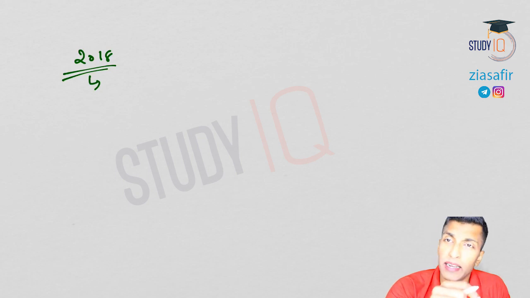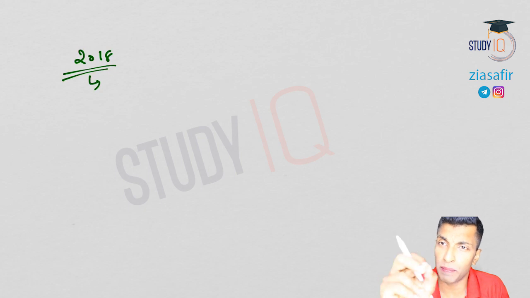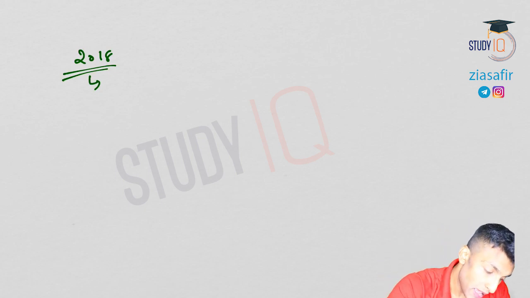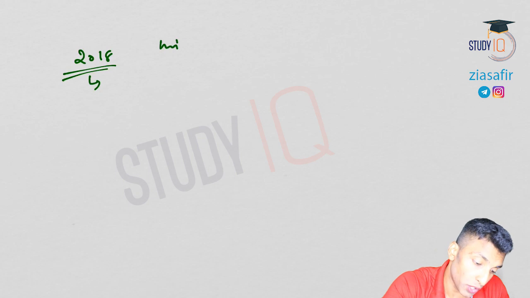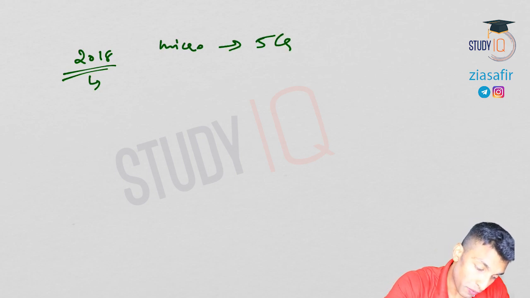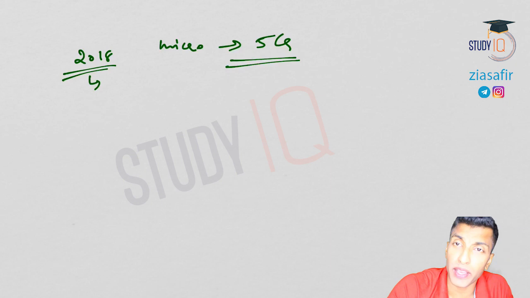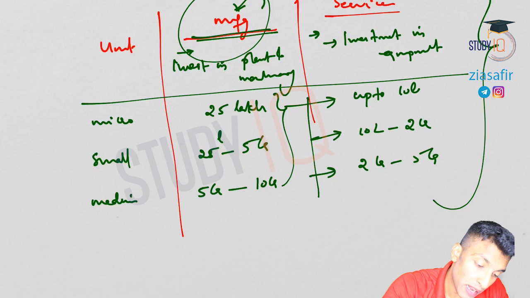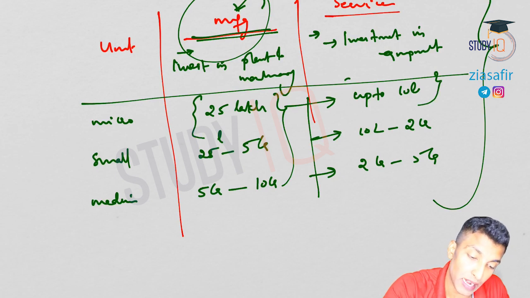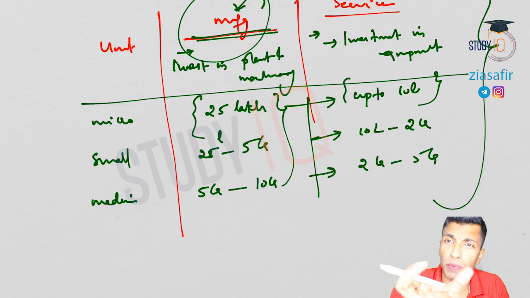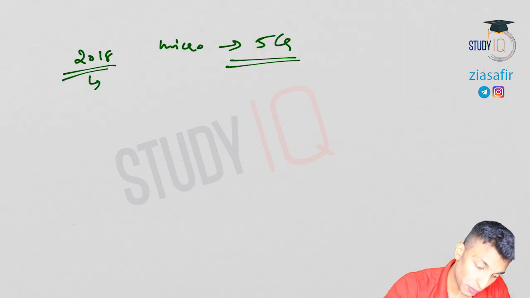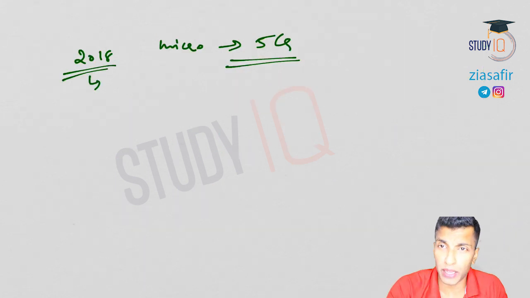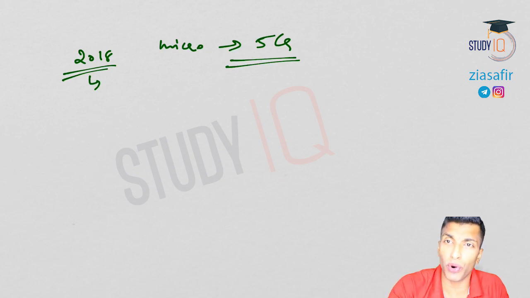Now, in 2018, the proposal was that manufacturing and service be combined into one single category, and you have to see on the basis of turnover. So if it is micro, up to 5 crore turnover is allowed. Here you can see 25 lakh in case of manufacturing and 10 lakh in case of service. But now both service and manufacturing are in one single category, and micro means up to 5 crore turnover. Turnover means sales, volume of sales. It is very easy to calculate also.